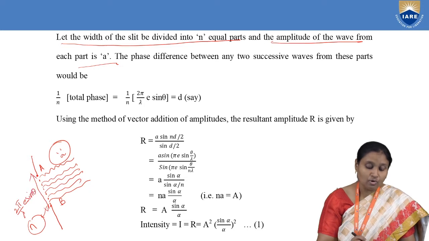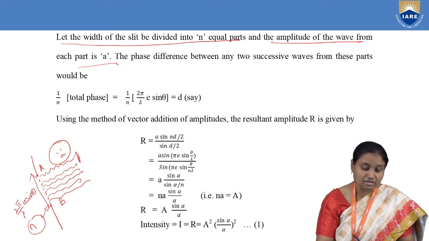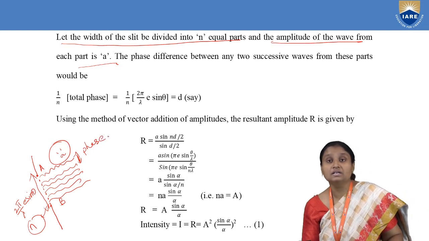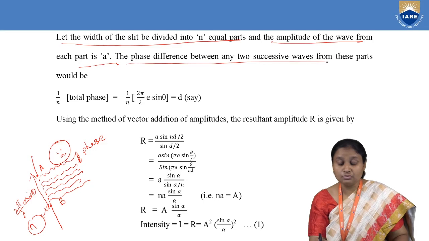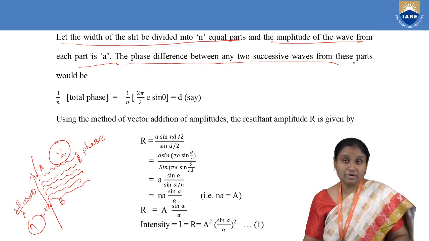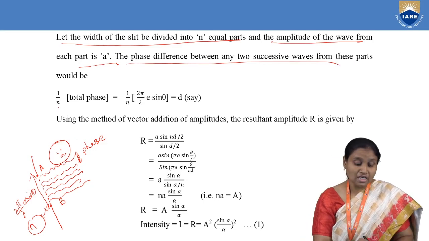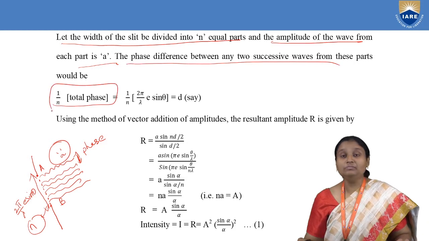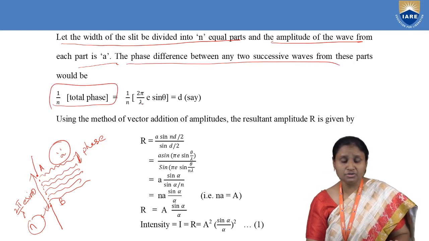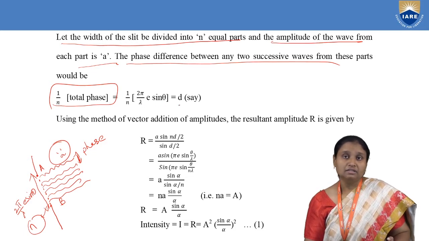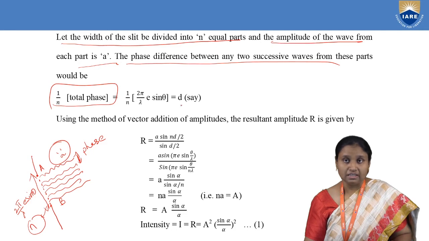But now I want to find the phase between two adjacent waves, or two waves coming from two adjacent parts. For the phase difference between any two successive waves from these parts, I have to take 1 by nth of the total phase. But what is our total phase? It is 1 by n into 2 pi by lambda e sine theta. Let us say that this particular phase is d.